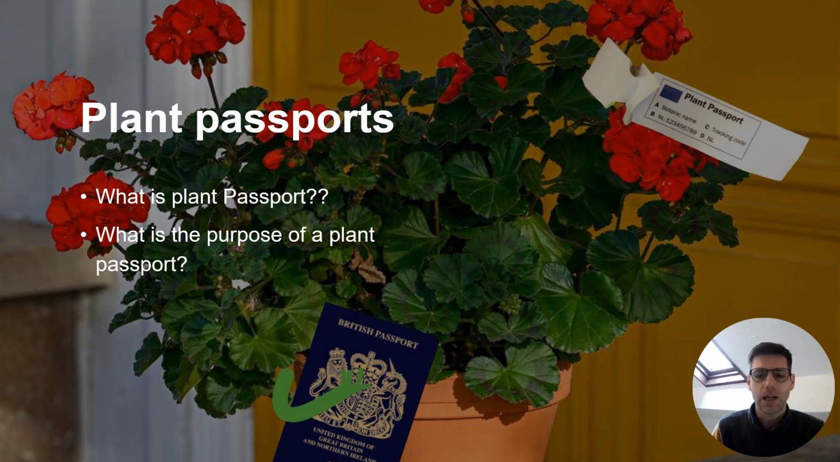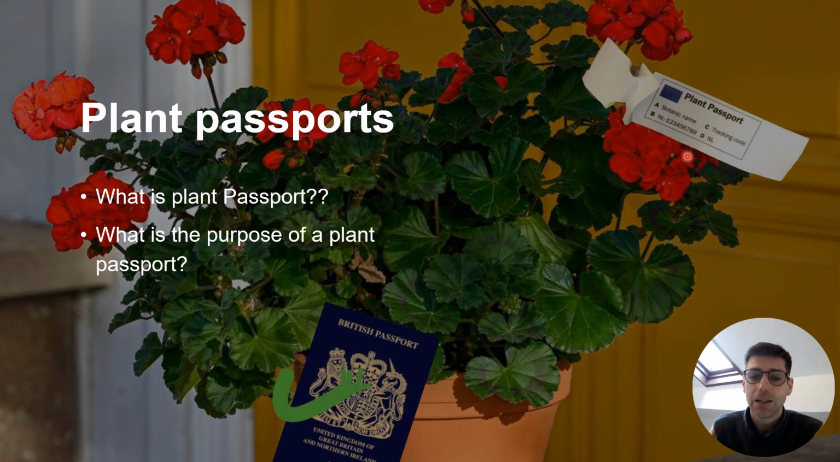Now, as you can see on here, this pelargonium, otherwise known as geranium, but it is a pelargonium, has this little tag, which is the plant passport. On here you can see the letters A, B, C and D, and you can see that at A you have the name here, so this is Pelargonium zonale.